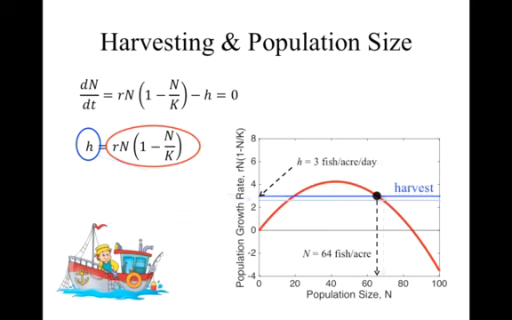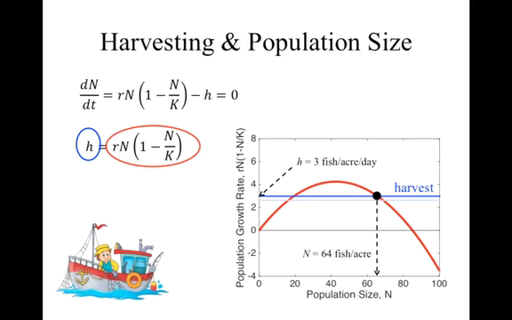And so the fisherman increases his harvest just a little bit. And so now what we find is that our equilibrium population size has decreased because the fisherman's taking out a little bit more, so the equilibrium population size decreases. But it's okay because we're still at that high equilibrium solution, right? We're still good. Everything's okay.